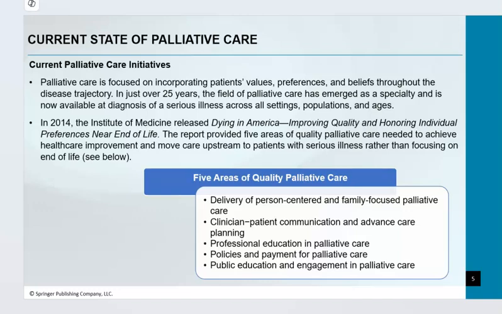So the current state of palliative care: in 2014, the IOM released Dying in America, Improving Quality and Honoring Individual Preferences Near End of Life. And they worked to report on 5 areas of quality needed to achieve healthcare improvements and move care upstream to patients with serious illness rather than focusing on end-of-life care. So the 5 areas were delivery of person-centered and family-focused care, increasing clinician-patient communication and increasing the amount of advanced care planning we're doing, professional education in palliative care, policies and payments for palliative care, and then public education and engagement in palliative care were the 5 areas of focus from 2014.